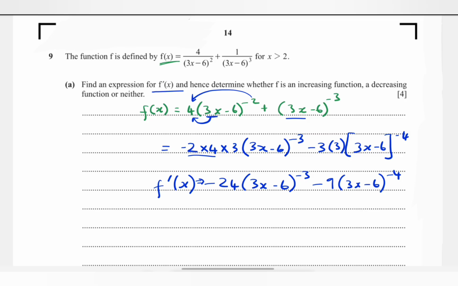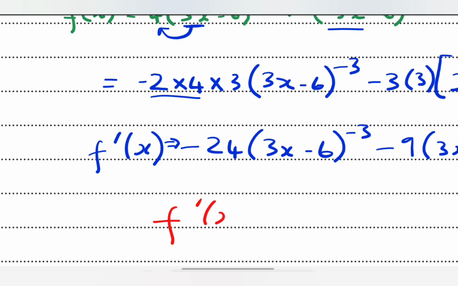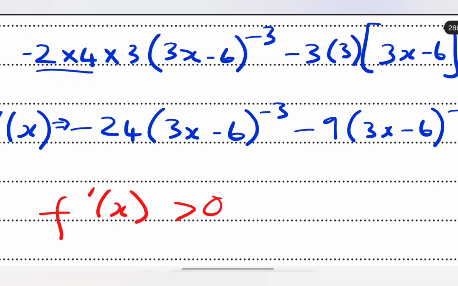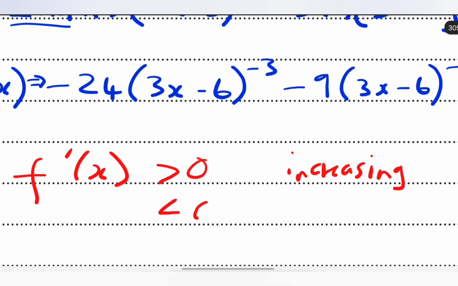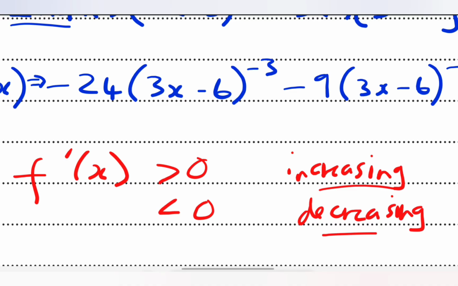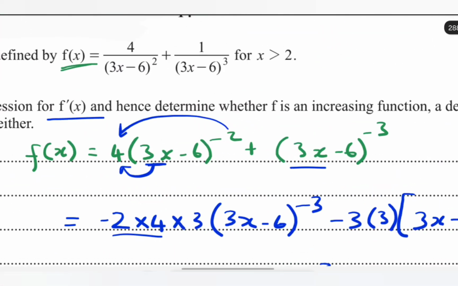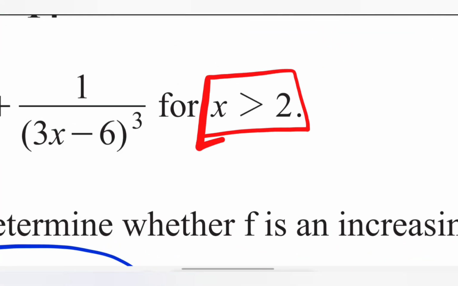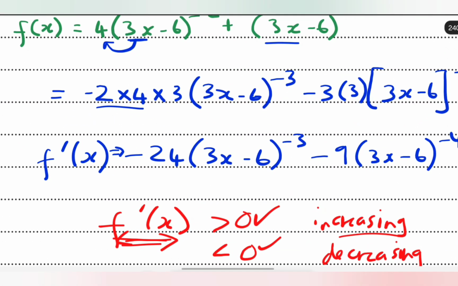And for that, we know that when the f prime of x is greater than 0, we can say the function is increasing. And if it's less than 0, then you say it's decreasing. But for us to get the answer to the f prime of x that we're going to compare with 0, we are going to substitute a value that is within this domain, right? So x is greater than 2, we're just going to pick 3 as a number that is greater than 2, and we're going to substitute it into this.